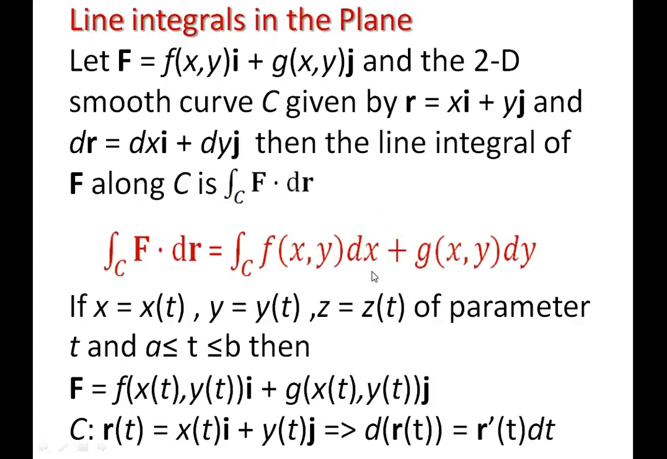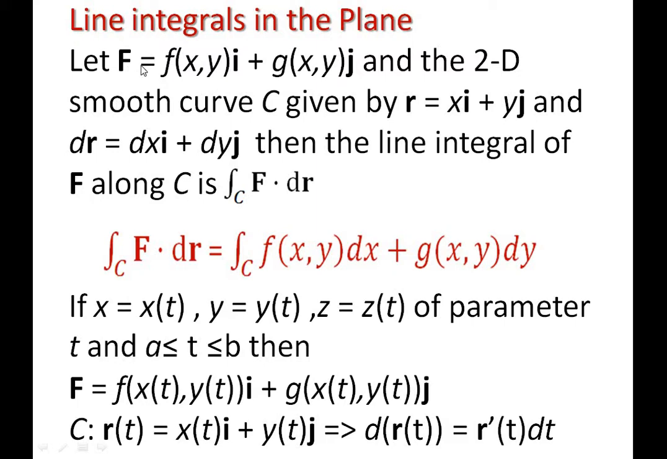Okay, then we have the topic line integrals. First we want to discuss line integrals in the plane, then line integrals in space. In the same way we want to discuss the parametric representation of the curve. First, line integrals in the plane.